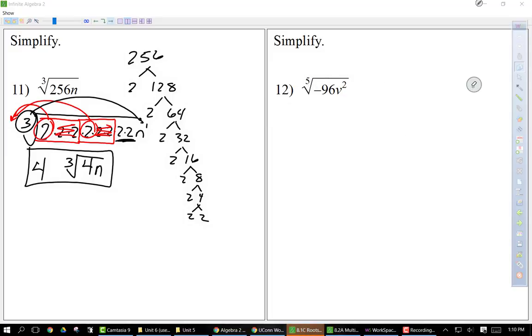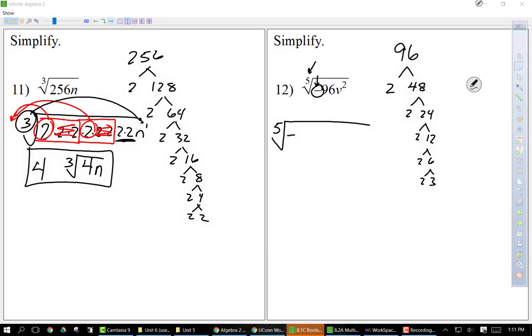How do we actually calculate this particular example? Well, because it's an odd root with a negative inside, we're going to forget about that negative real quick. We're just going to take about the 96, okay? So it's 2 times 48, 2 times 24, 2 times 12, 2 times 6, 2 times 3. So let's rewrite this. We got the fifth root of a negative. We'll just leave it there, but it really doesn't matter right now. And then we have a 2 times 2 times 2 times 2 times 2. We have 5 of them times the 3. Okay?